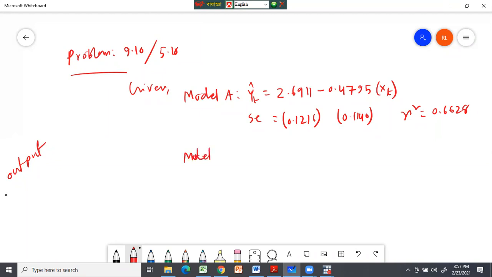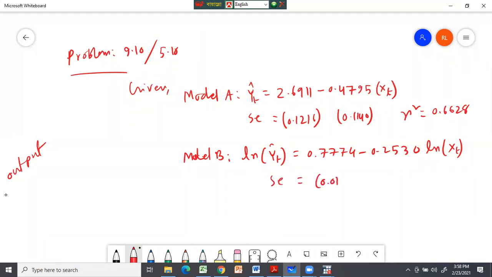Then for model B, ln Yt hat is in log form in the dependent variable, and the independent variable is also in log form, minus 0.2530. Standard errors are also given: 0.0152, and another one is 0.0494, and the R square value is given as 0.7448.